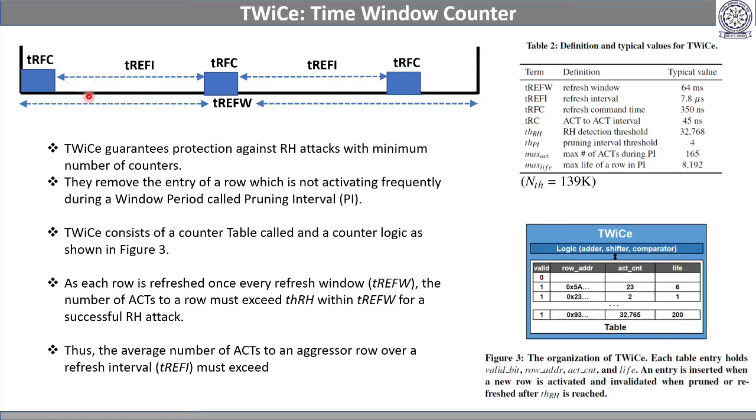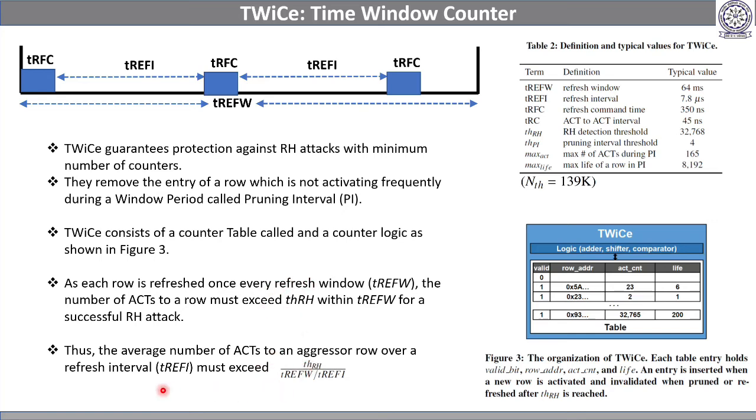Now, if TRH amount of activation is required during this refresh window, and this refresh window is divided into multiple PIs, then what is the average number of activation required in each PI for an aggressor row? That is this. This is the average number of activation required in each PI. So if you understand this point, then you'll also understand this.